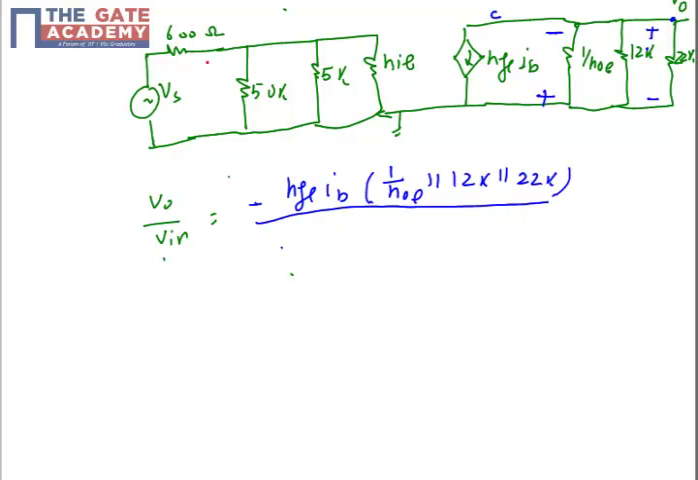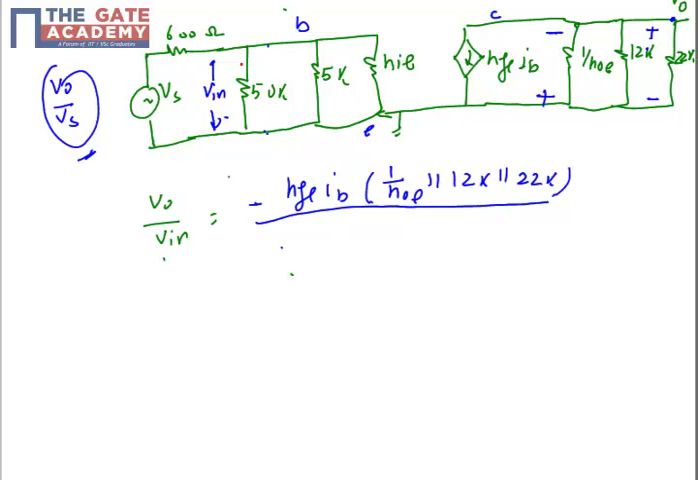Now the Vin is this. Anyhow we need to calculate V0 by Vs, right? This is my ultimate voltage gain, but I will come to that. But before that I am calculating V0 by Vin here, where Vin I have defined as the voltage drop between base to emitter terminal, or base to ground.